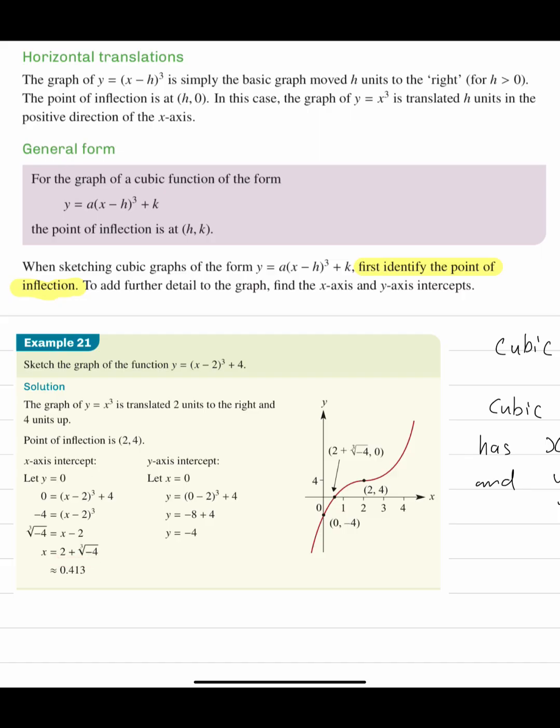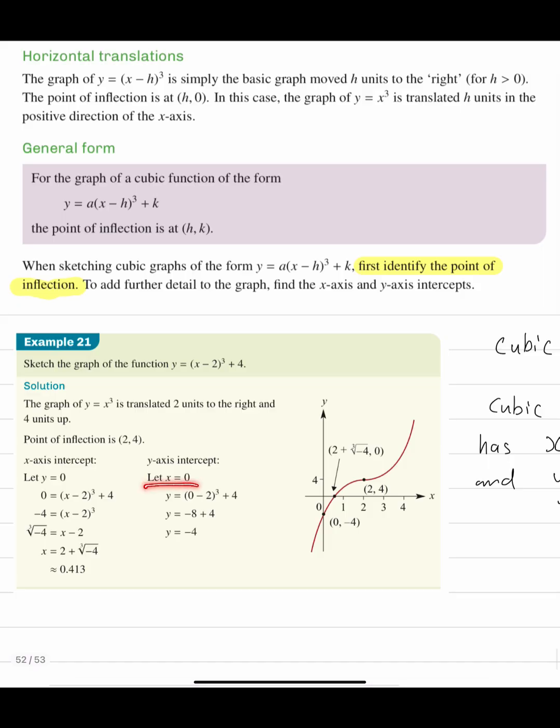So 2 plus the cube root of -4 is roughly equal to 0.413. So you have the x-intercept being (0.413, 0). Label it over there. And for the y-intercept, set x equal to 0 and substitute, and you get y equals -4. So you've got these two points, and then you can sketch the graph.